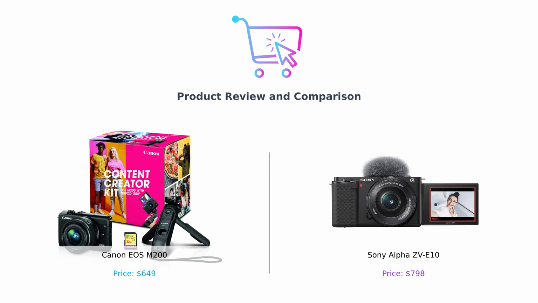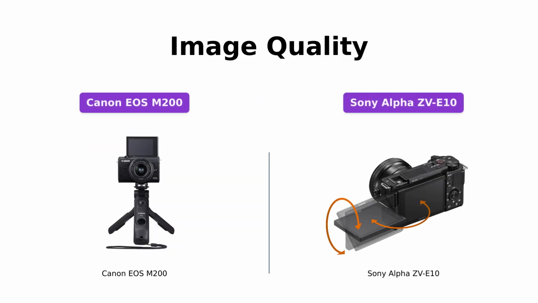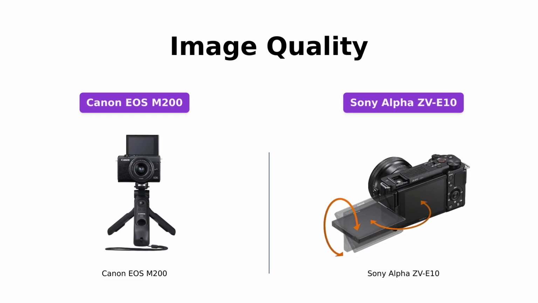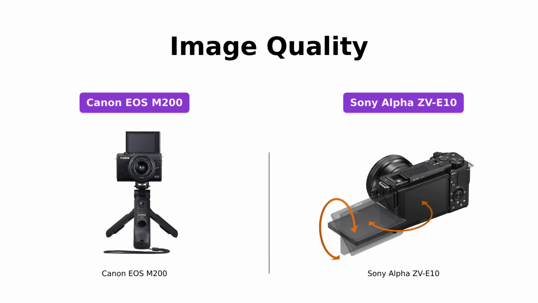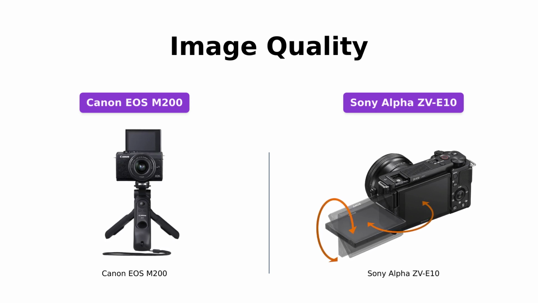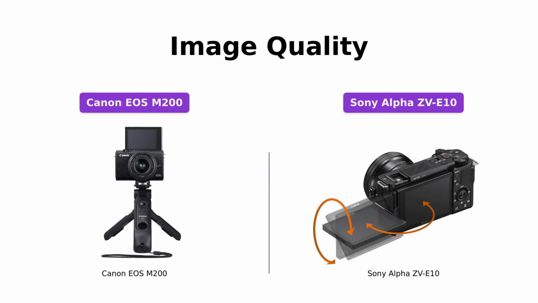Now let's get started. When it comes to image quality, both cameras offer exceptional results. The Canon EOS M200 boasts a high-resolution 24.1 megapixel CMOS sensor, capturing sharp and detailed images. On the other hand, the Sony Alpha ZV-E10 features a large 24.2 MP APS-C Exmor CMOS sensor, along with the fast BIONZ X processor, delivering stunning image quality with rich colors and impressive dynamic range.